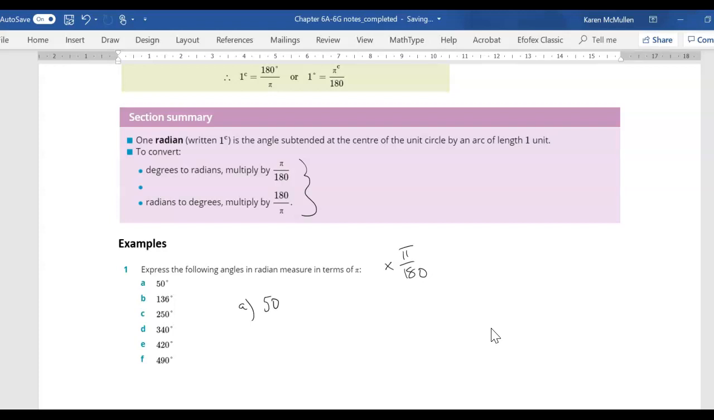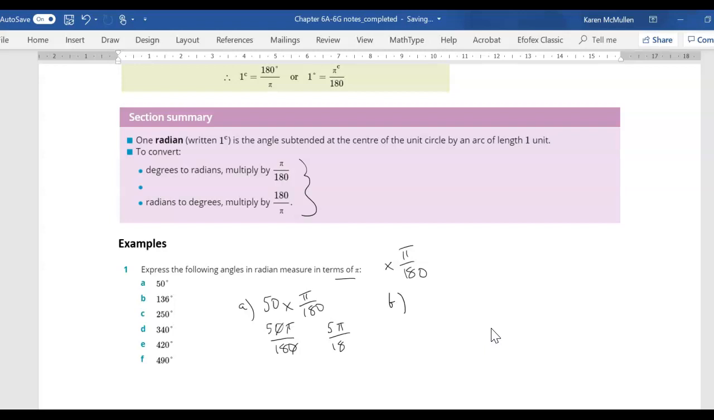So let's just do a few because I don't want to spend too much time on this. Now, if you want to make this easier, this is the same as 50 pi on 180. Just cancel your zeros out and see if you can simplify it. We can't, so 5 pi on 18. Now, if you were to do that on your calculator, just type in 5 pi over 18. Oh, but it says in terms of pi. So let's just leave it as 5 pi over 18.